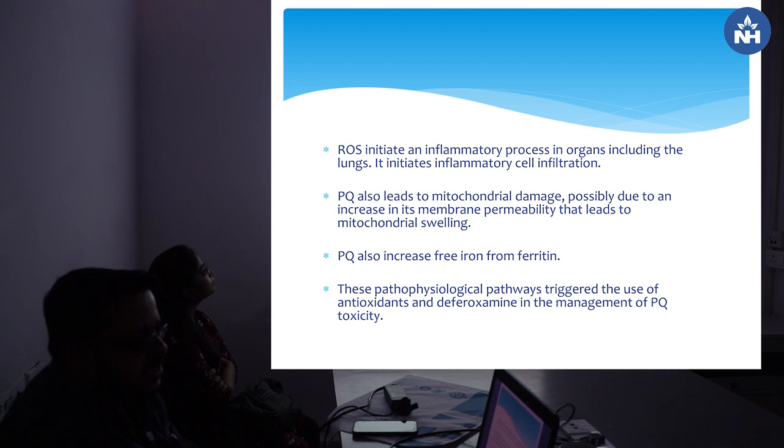Reactive oxygen species initiate an inflammatory process in organs including the lungs. It initiates inflammatory cell infiltration. Paraquat also leads to mitochondrial damage, probably due to an increase in membrane permeability that leads to mitochondrial swelling. It also leads to an increase in free iron from ferritin. These pathophysiological pathways triggered the use of antioxidants and desferoxamine in the management of paraquat toxicity.